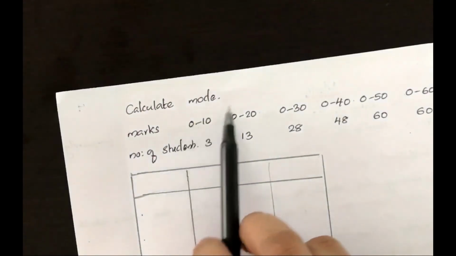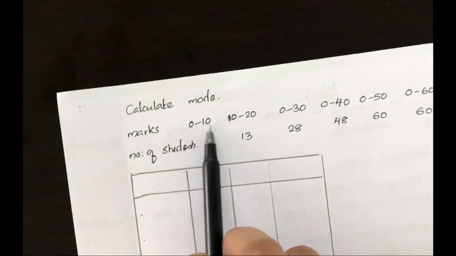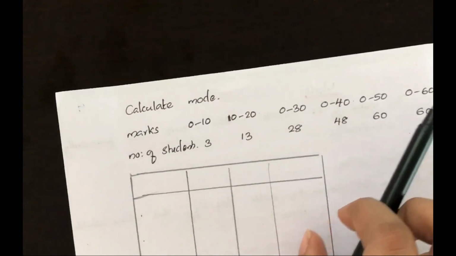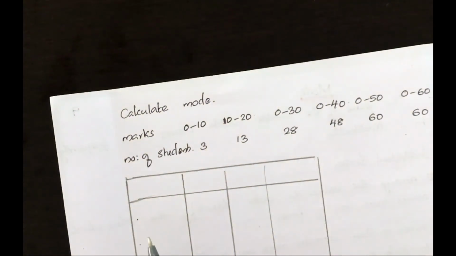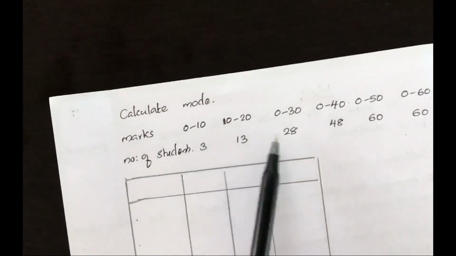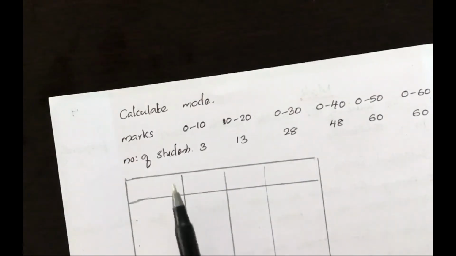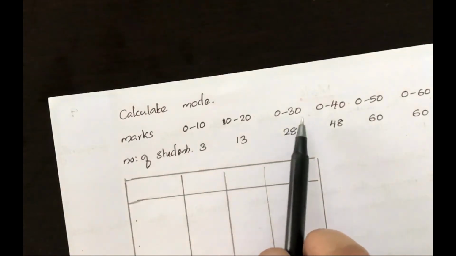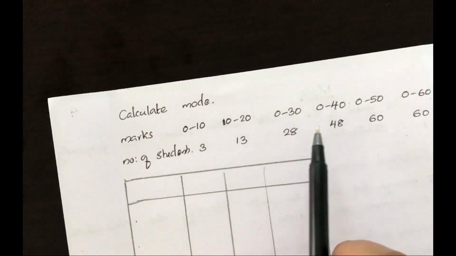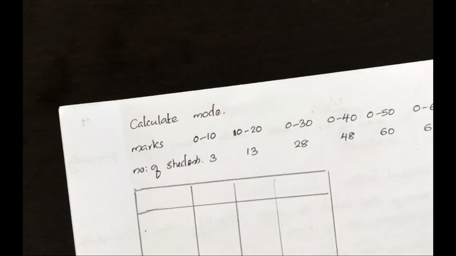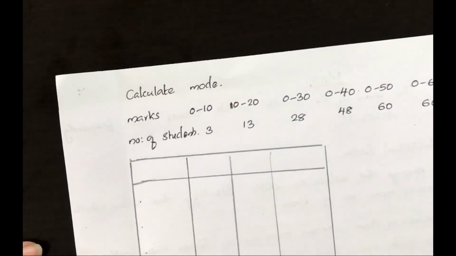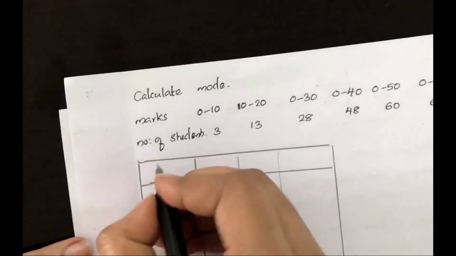It's a question. Calculate mode: marks 0 to 10, 0 to 20, 0 to 30, 0 to 40, 0 to 50, 0 to 60, 0 to 70. Is there any speciality in this question? Yes. This is another way cumulative data series is given. In this way data is given. So we need to find out the correct frequency, and first we need to find out the mean, then median, then mode.